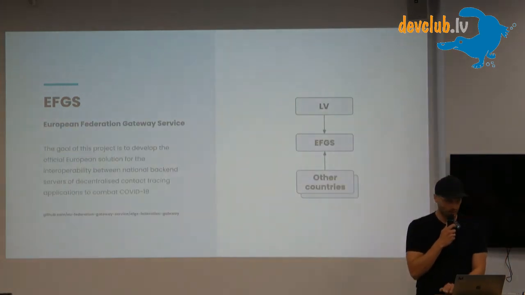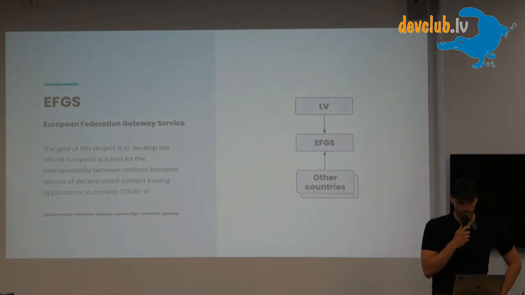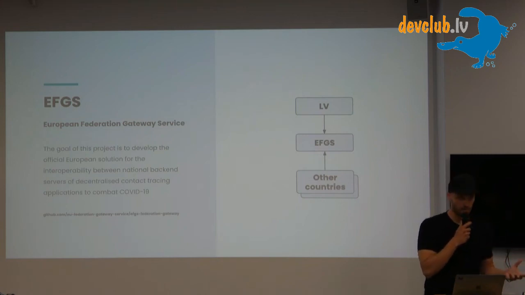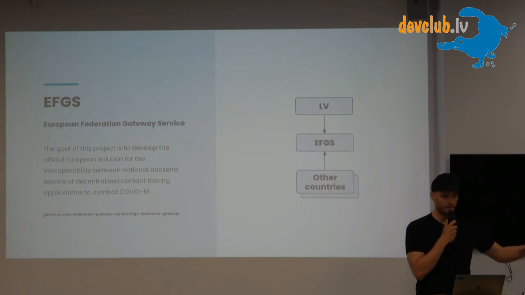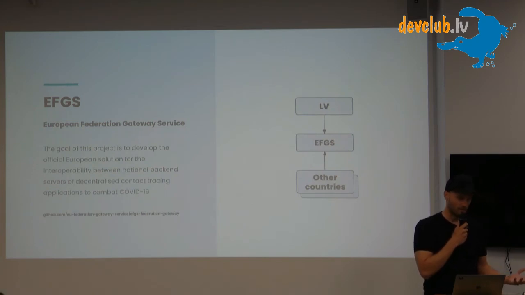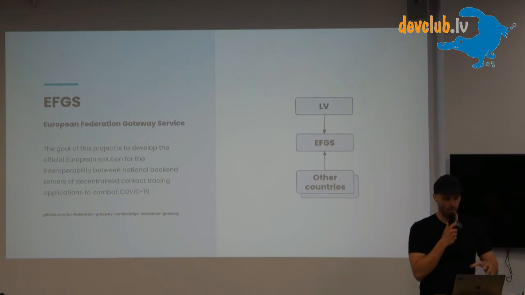And everything went smoothly. After a while, there was an update. We needed to add this European Federation Gateway service to exchange the infected keys with other countries. For example, if you have gone to Italy and you have met someone who has COVID, the other person probably uses the Italian health authority application for contact tracing, and this is how all the European countries could exchange their infected keys.